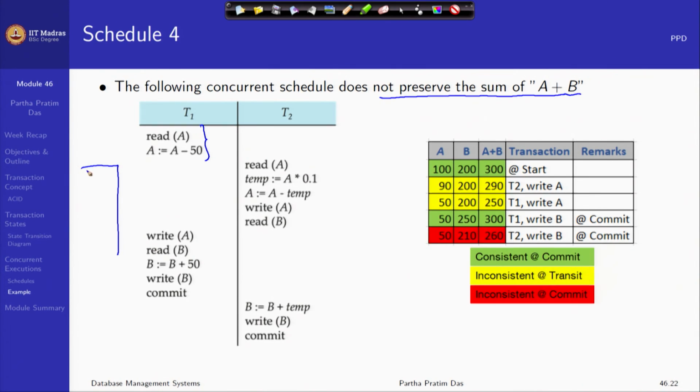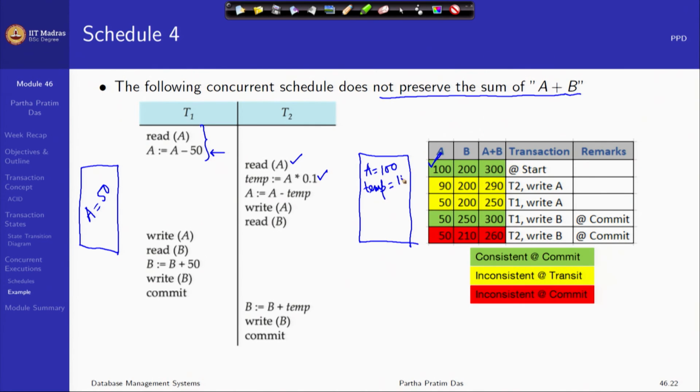So, in the local area of T 1, we have A as 50 now, right. We have read A, which was 100, and in the local it is 50 for the transaction T 1. Now, the next instruction to execute is read A by T 2. So, transaction T 2 also will read A as 100, because it has not been written by transaction T 1. So, it will still read 100. Then temp in the local of T 2 is 100 into 0.1. So, temp is 10. So, when you subtract temp from A, A becomes 90.